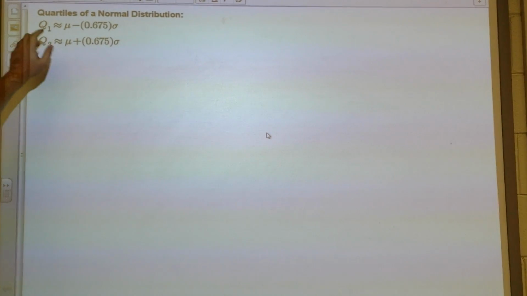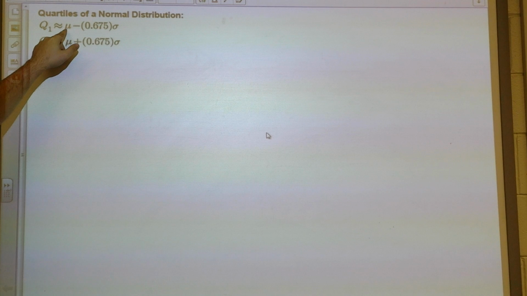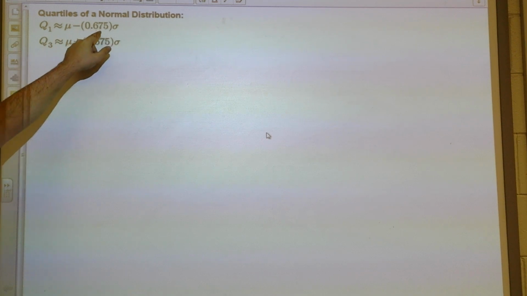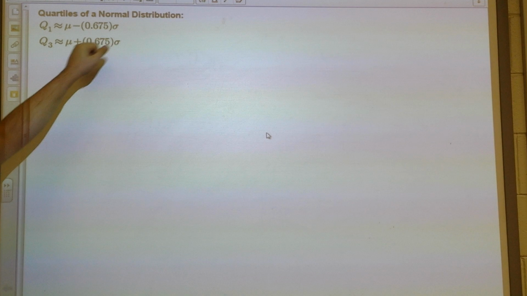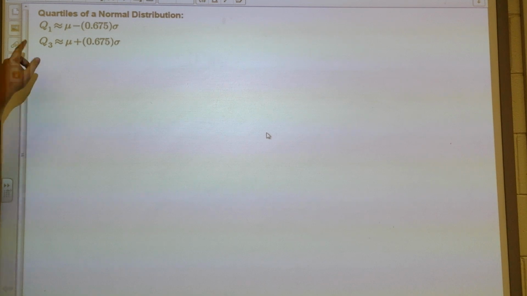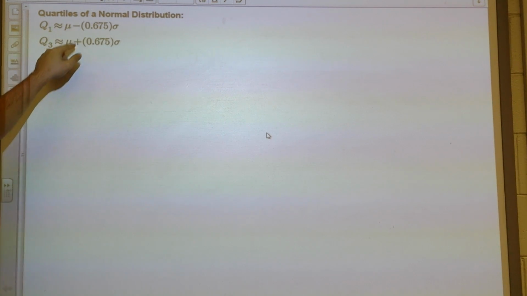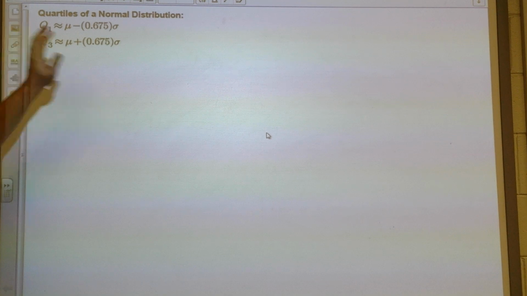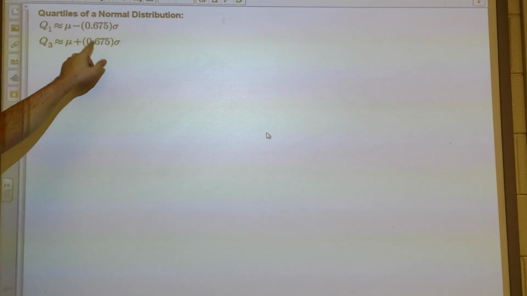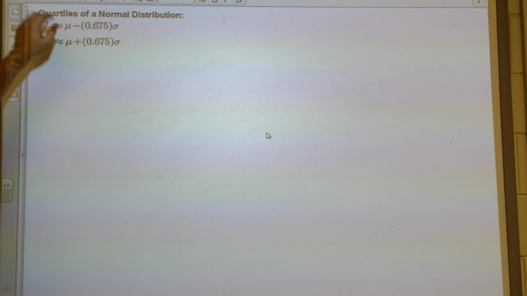We have two formulas. For quartile 1, it's the mean minus 0.675 times the standard deviation. Quartile 3 is essentially the same thing, the only difference is instead of minus in the middle, we have plus in the middle. The numbers are still the same, we still have the mean, 0.675, and standard deviation.